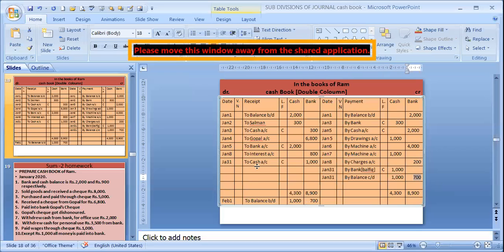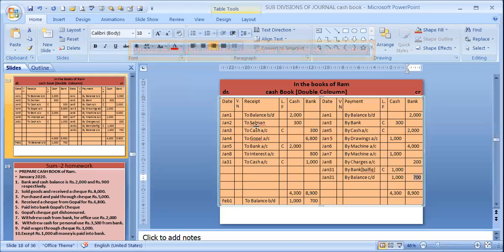There is one more important thing, the contra entry, which you have to understand very well. If you deposit money into the bank, it is "bank to cash." If you withdraw money from the bank, then it is "cash to bank." If it is cash to bank, then write "by cash to bank," and if bank to cash, then "by bank to cash." That much you remember. Whenever you write "by bank," write the amount in the cash column and write C every time. And when you write "to cash," write the amount in the bank column.